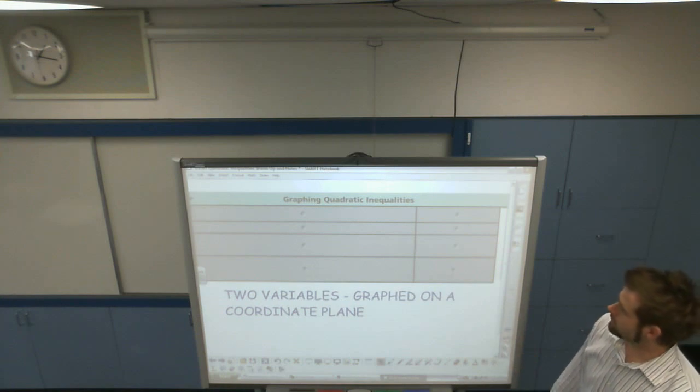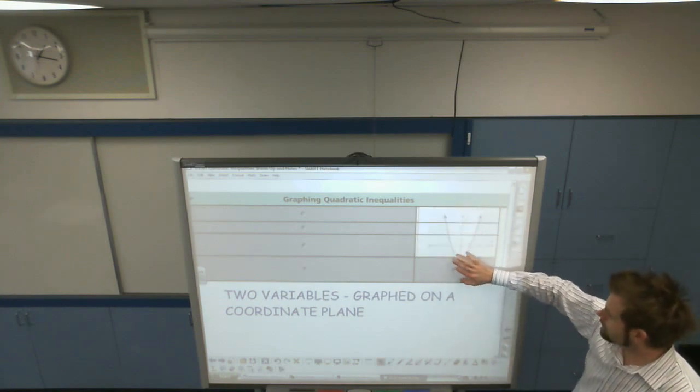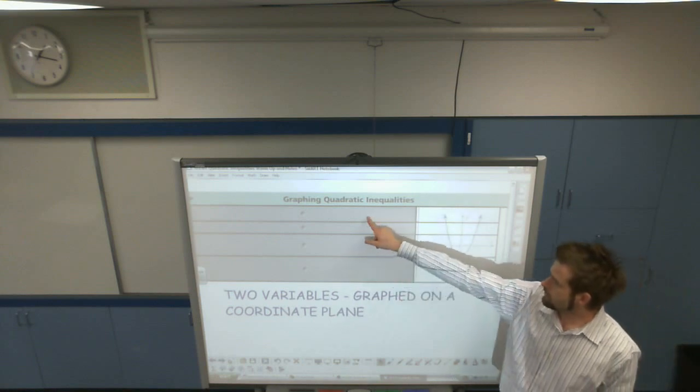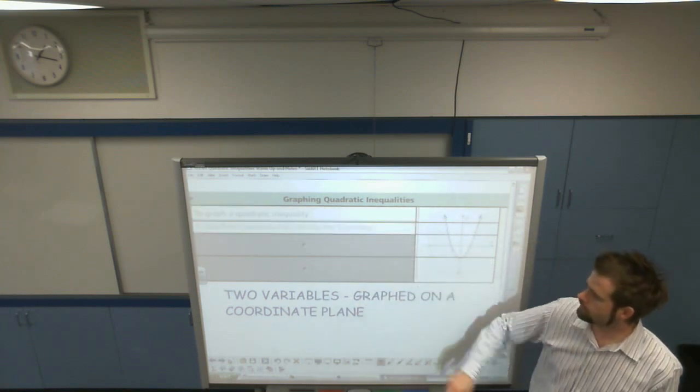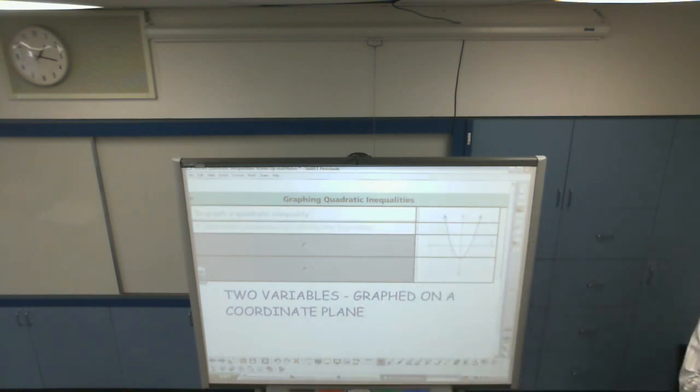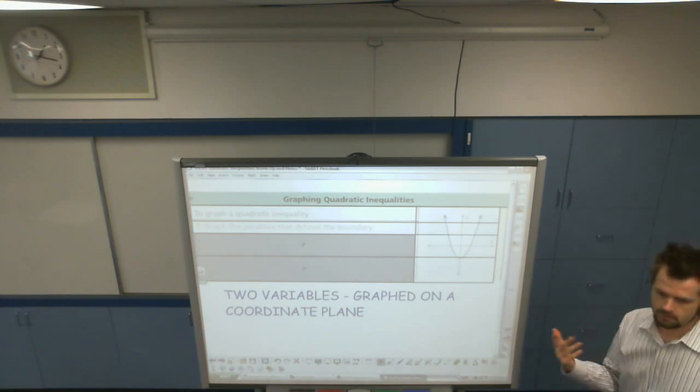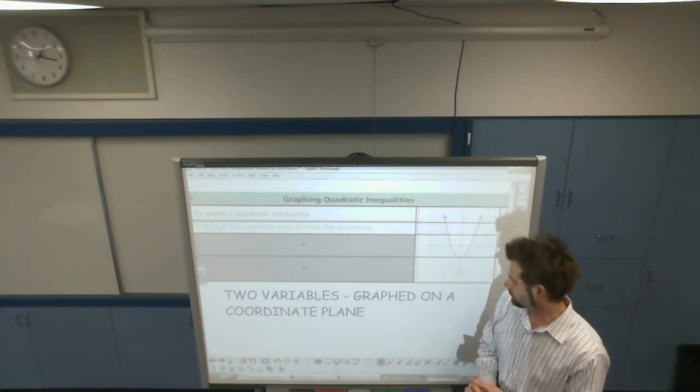Look at that table. It's all blocked out. Okay, let me clear some of this stuff here. 2 variables. How do you solve a quadratic inequality with 2 variables? Like y is greater than x squared, and so on. Let's go through the steps here.